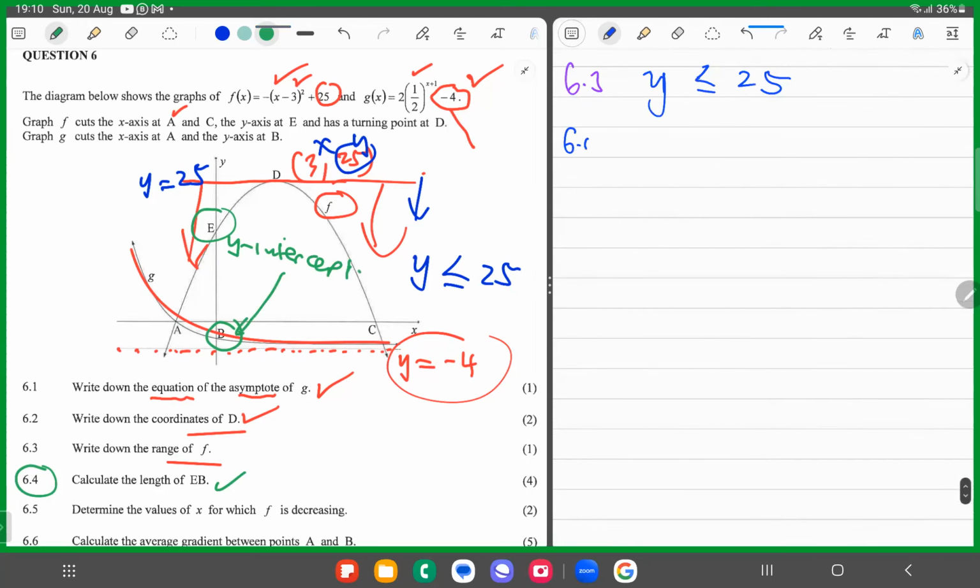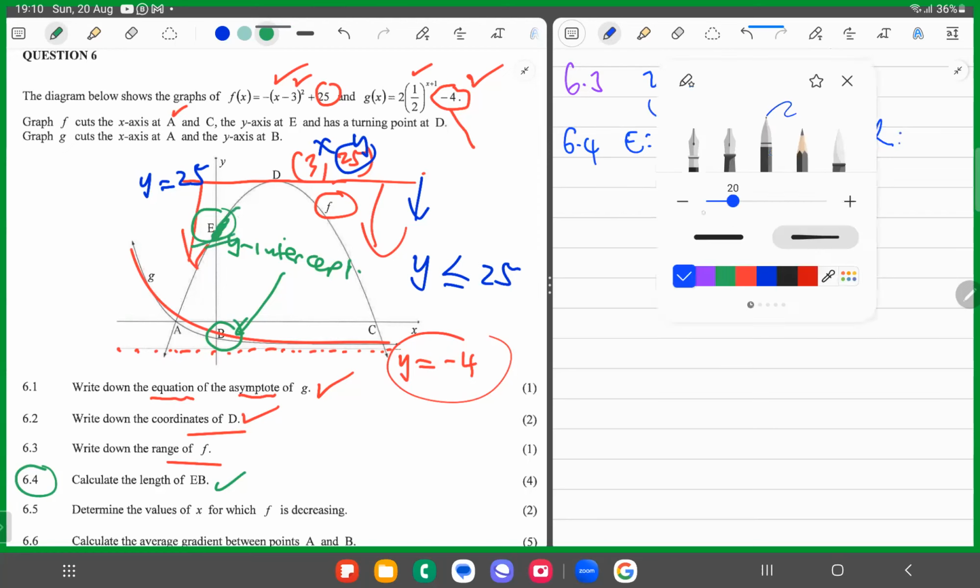So in 6.4, you need to find the y-intercept at E. What is the point E? The point E is the y-intercept of the function f. Y-intercept means that is where this graph cuts the y-axis. So it is the y-intercept of the function f.